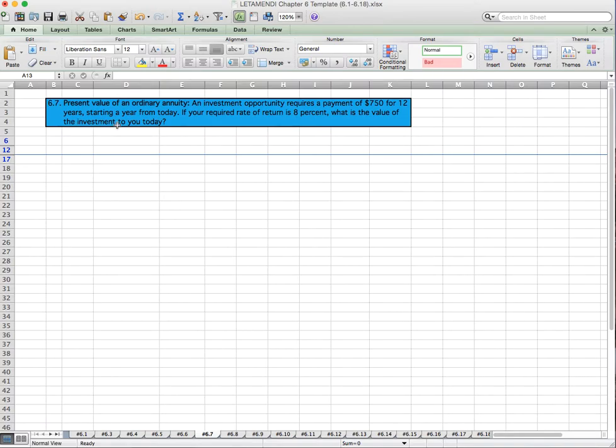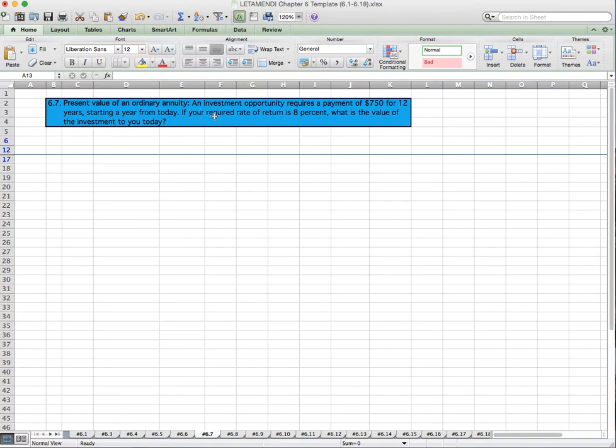Okay. Now let's move on to problem 6.7, present value of an ordinary annuity. And if you had read your text, you would know that there's a difference between an ordinary annuity and an annuity due. So if you have not read it, you probably should stop and read that because that's going to play a role in how you execute these problems. So present value of an ordinary annuity.